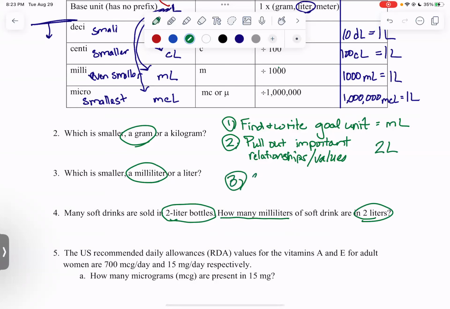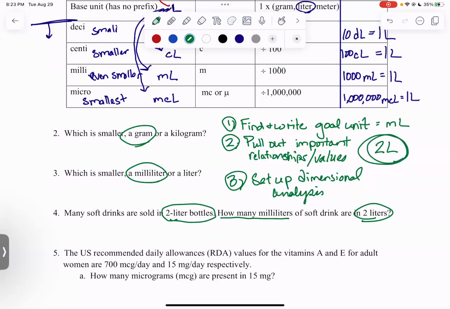Then the third step is to set up your dimensional analysis, and I'm going to show you how to do that. We have our goal. We know where we're going. We know what information we have. Now we need to set it up. Sometimes you have to pick what to start with, but since we only have one thing, that's what we start with. So we're going to start with 2 liters.